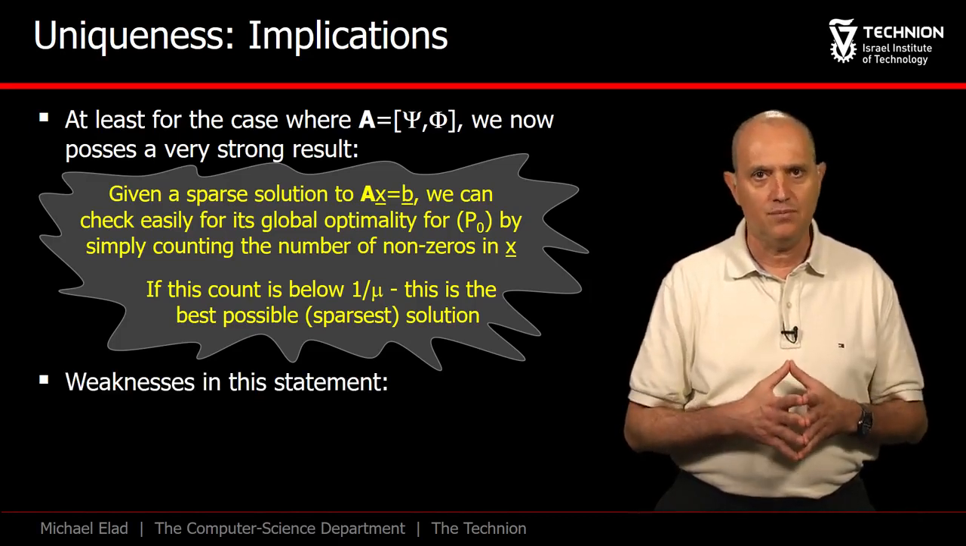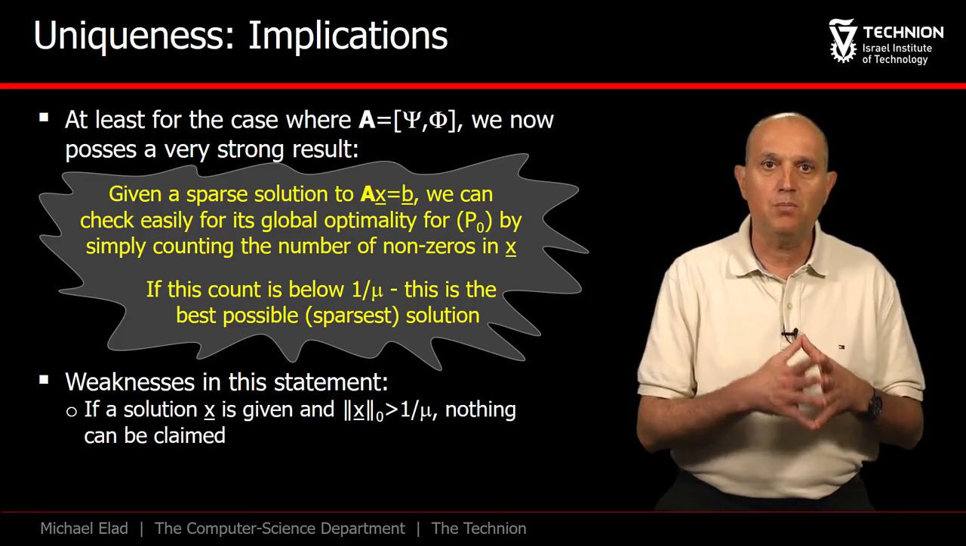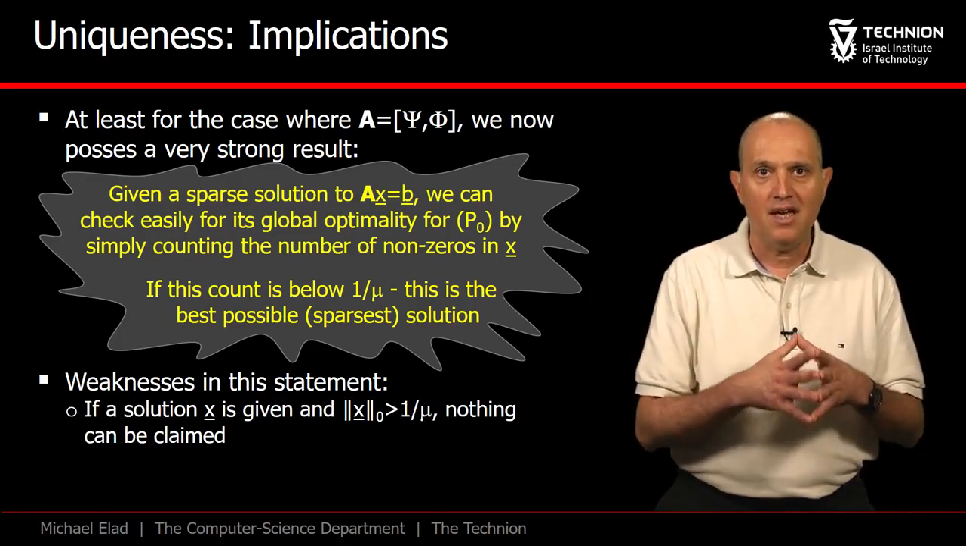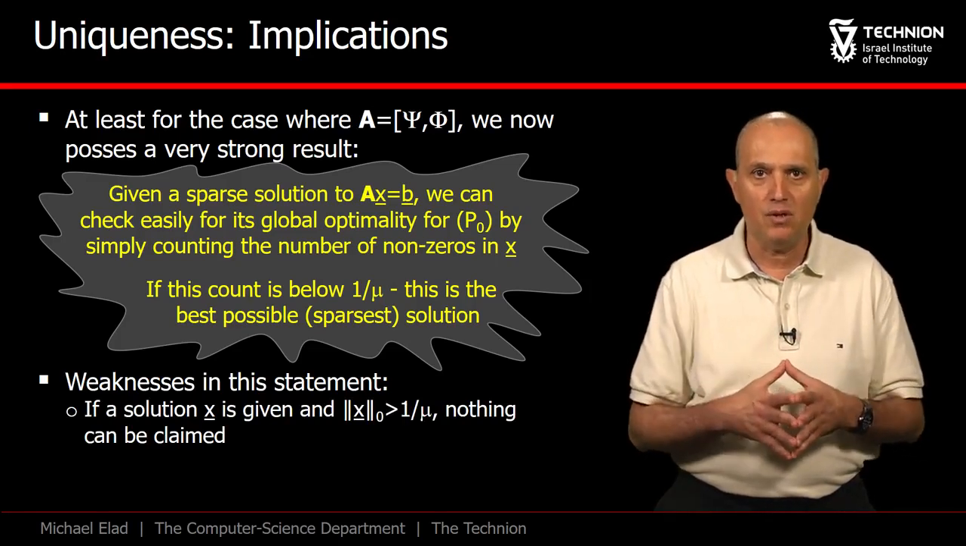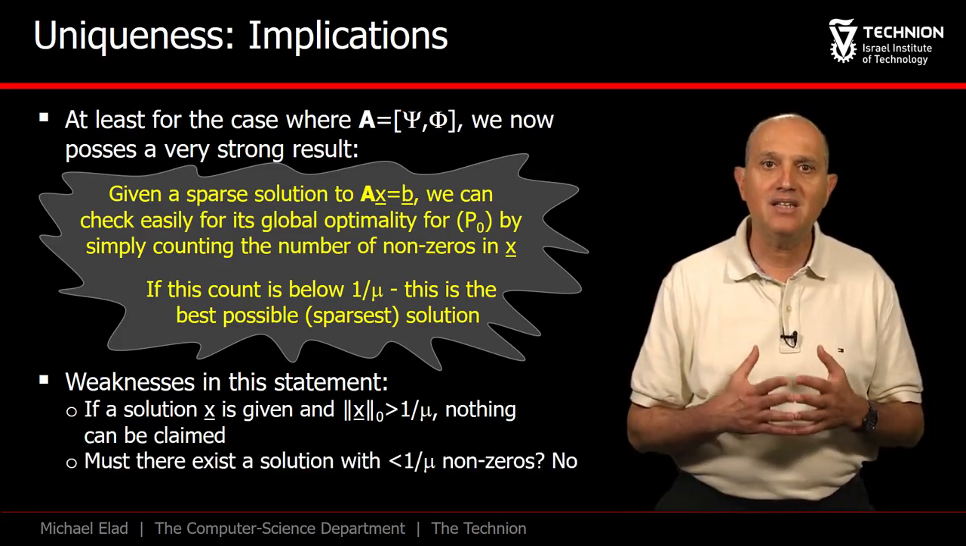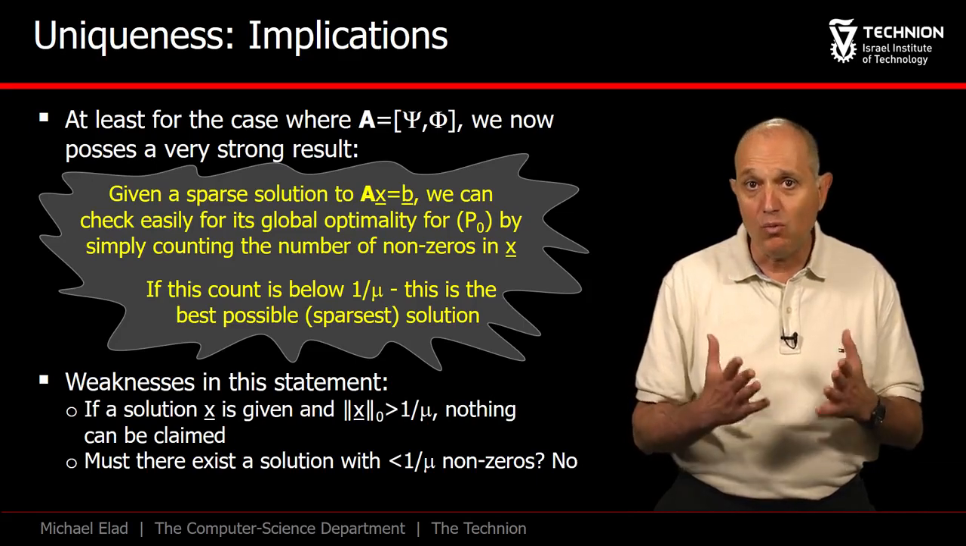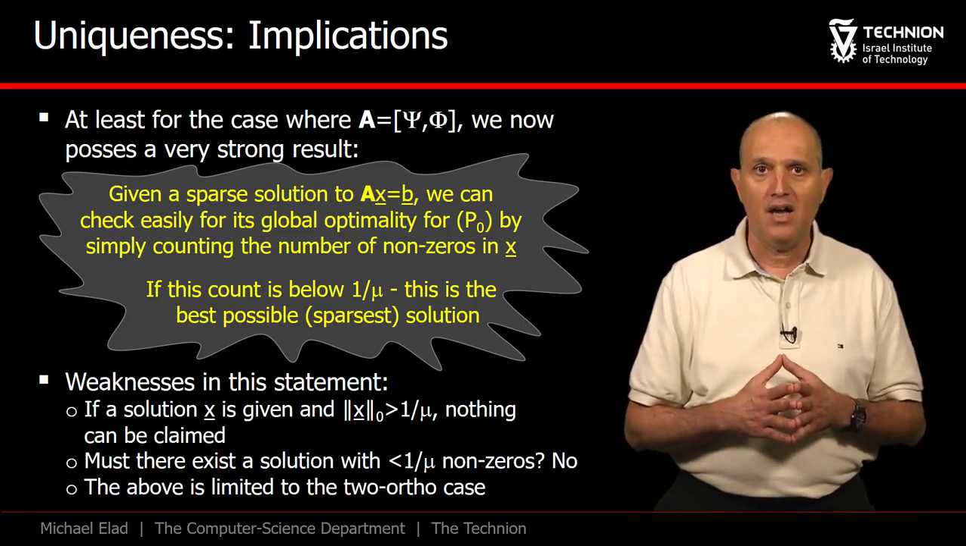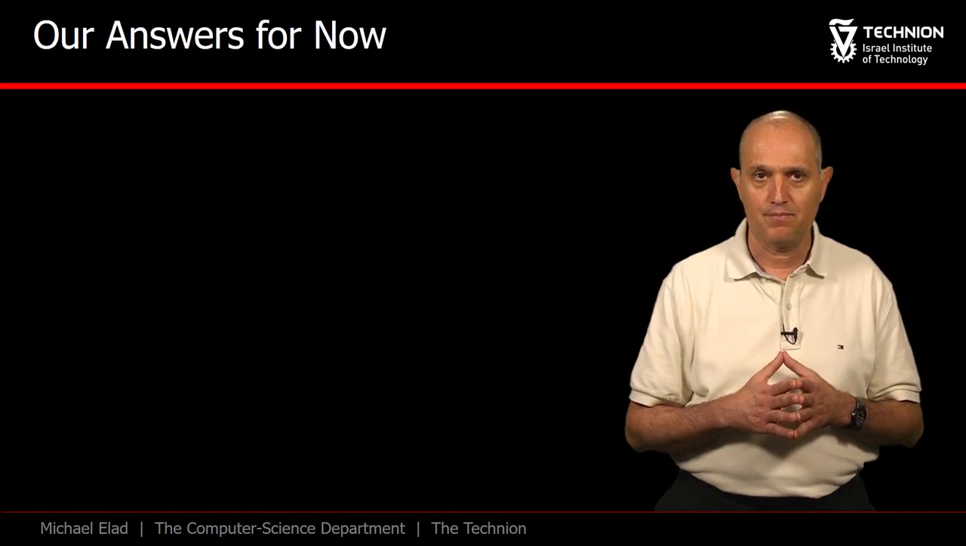On the downside, if a solution is sparse but not sparse enough, that is, it has more than 1 over mu non-zeros, nothing can be claimed. Also, we cannot guarantee the existence of such a sparse solution to begin with. Lastly, I remind you that all this is true for the two-ortho case only.